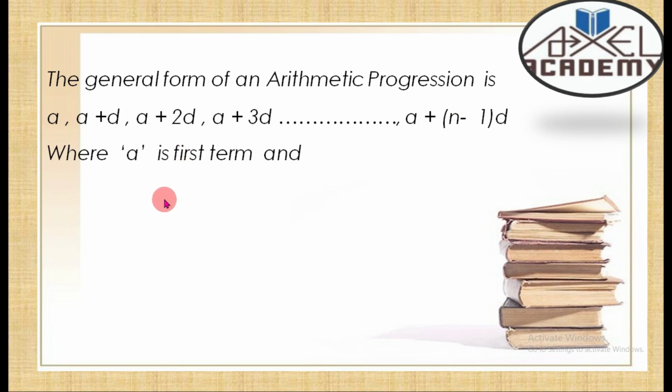And here, what are the important things? a here is called the first term. It is very important, please keep this in mind. And d is the common difference. That's what I was telling in the previous slide, that d is the difference between two successive terms. Like (a plus d) minus a. What is this? (a plus 2d) minus (a plus d). Again d. So d is called the common difference.